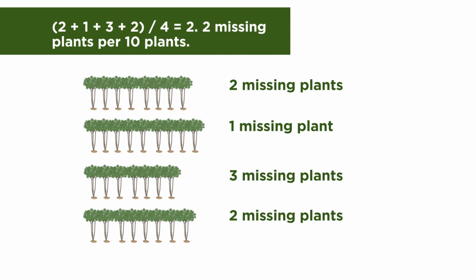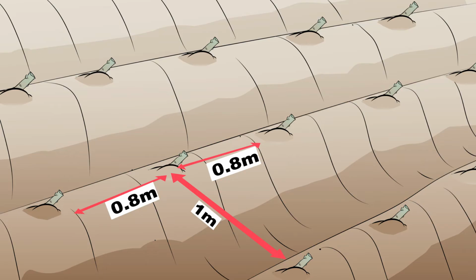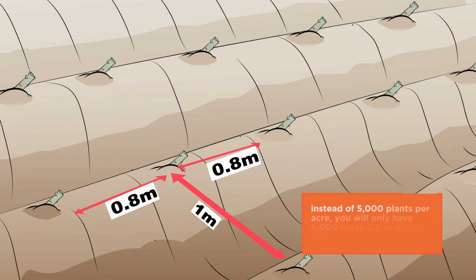For example, if you do this 4 times and count 2, 1, 3, and 2 missing plants, then you know that on average, 2 out of 10 plants are missing. That means you only achieved 80% of the target plant population. If you planted at 1 meter by 0.8 meters, then instead of 5,000 plants per acre, you will only have 5,000 times 0.8 or 4,000 plants per acre.